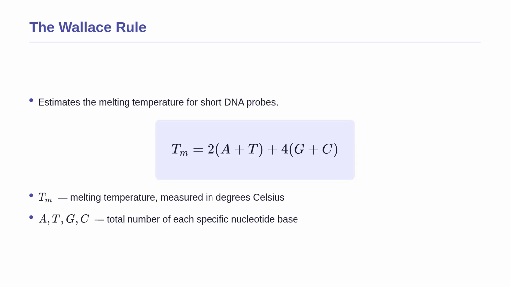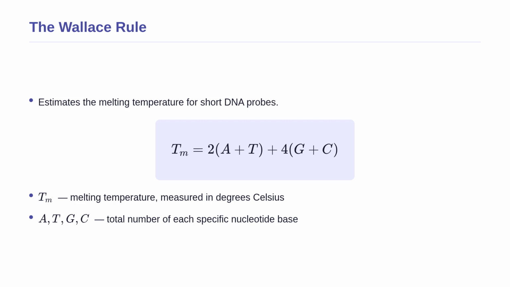To achieve that perfect all-or-nothing binding we just discussed, we have to look at the thermodynamics of DNA. DNA strands stick together because of hydrogen bonds, and the temperature at which half of these bonds break is called the melting temperature. We estimate this critical temperature using a simple mathematical formula known as the Wallace rule.